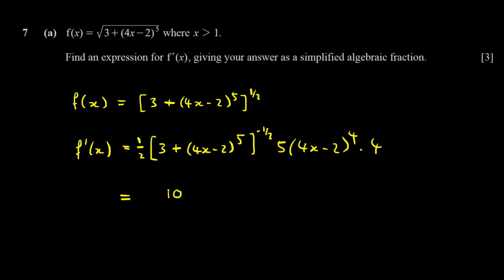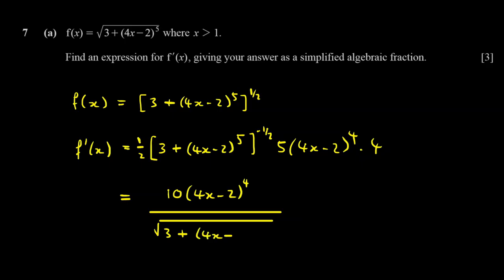I've got 10 bracket 4x minus 2 to the power of 4, and then all divided through by the square root of 3 plus 4x minus 2 to the power of 5, right? Because that's what the power of negative a half means, right? The half means square root. The negative means 1 over.